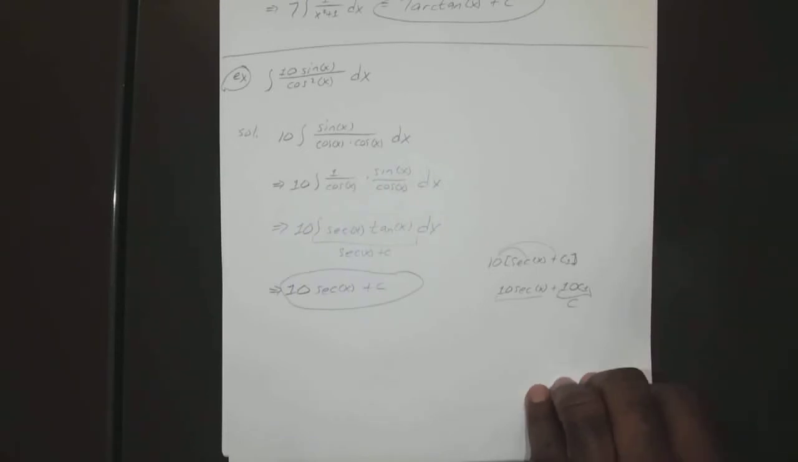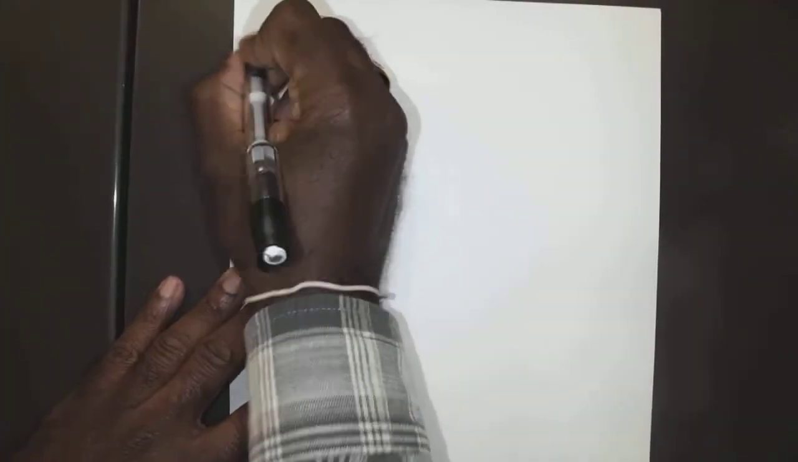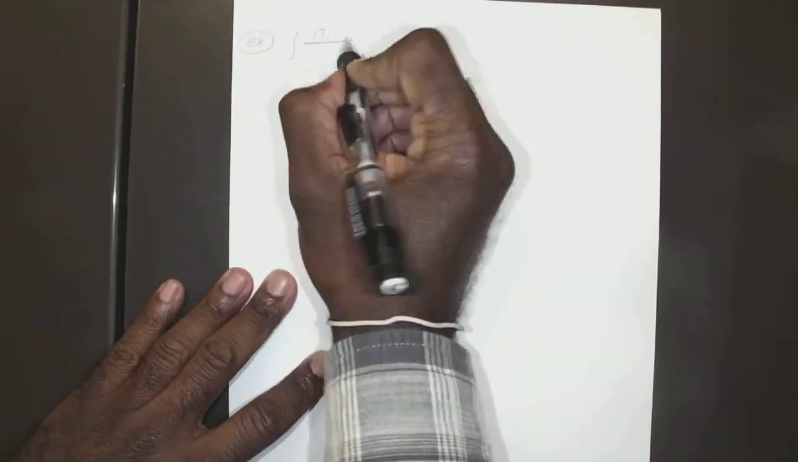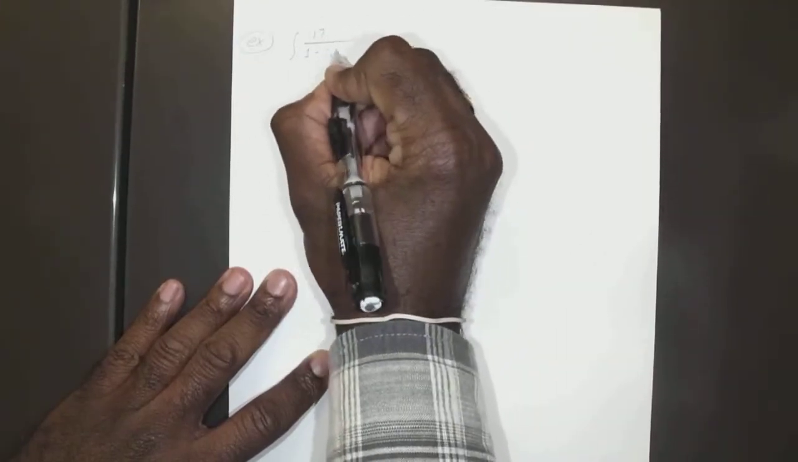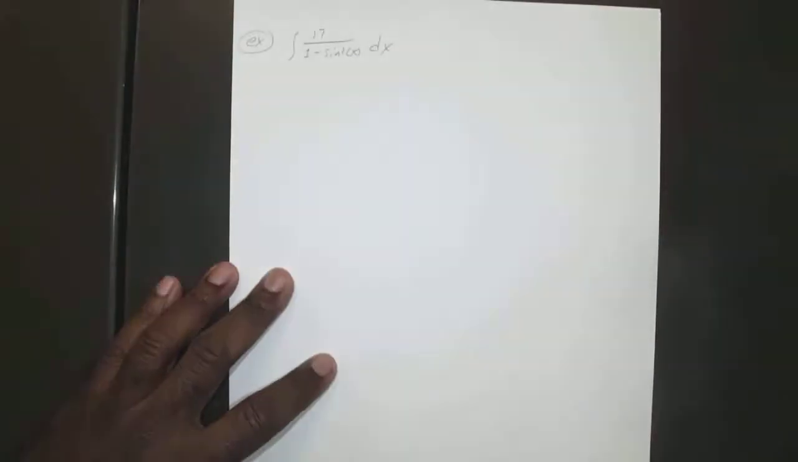All right, so we'll do one more and then we'll go to the initial value problem. I just want to give you an idea in case you run across one that looks like this. So the integral of 17 over 1 minus sine squared of x with respect to x.